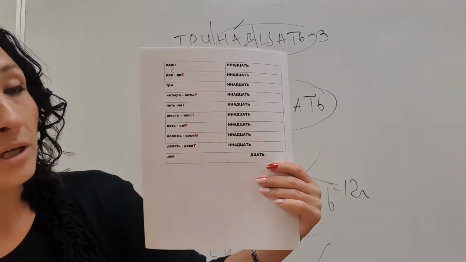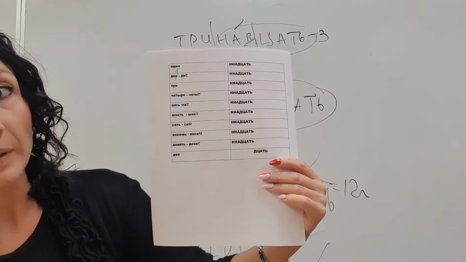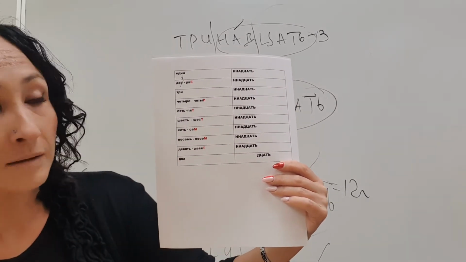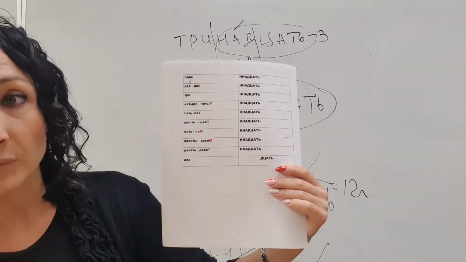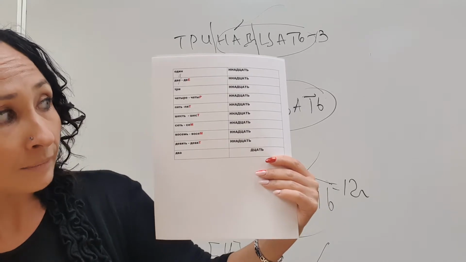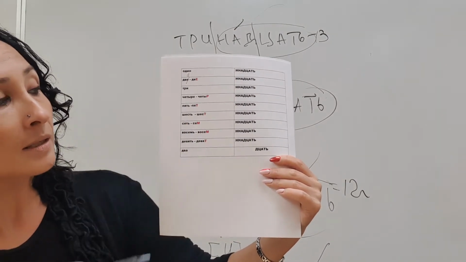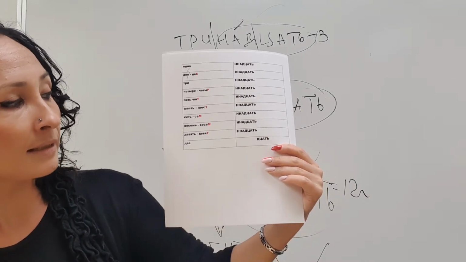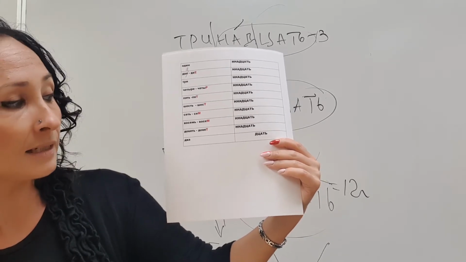3, there are no changes, it is 13. 4, letter E disappears, it will be 14, so this is the last letter in this space. 5, 15, soft sign disappears. 6, again soft sign disappears, it becomes 16. 7, 17, 8, 18, 9, 19.